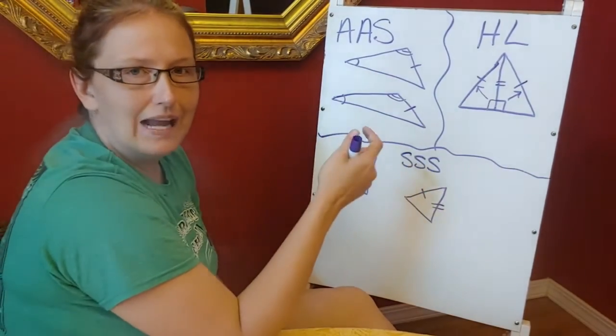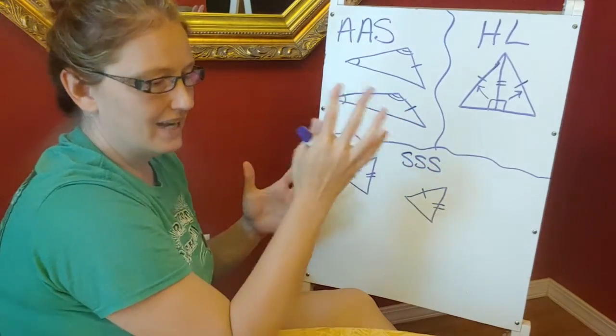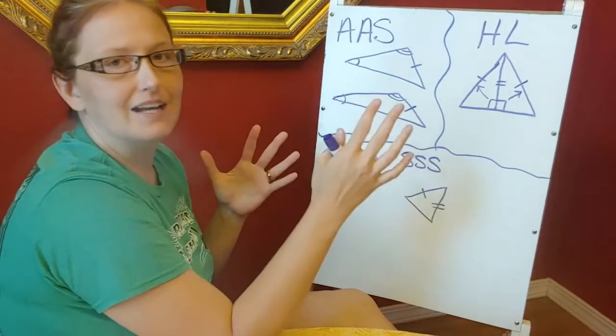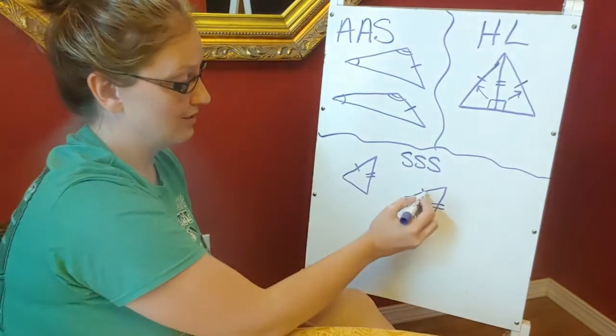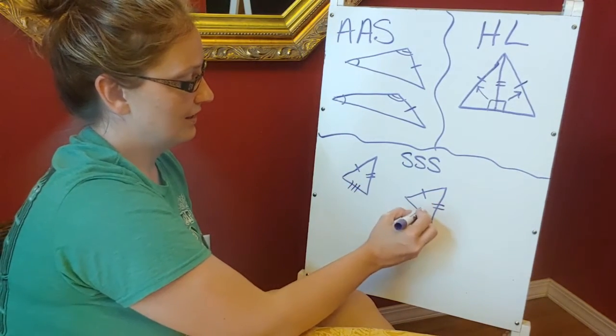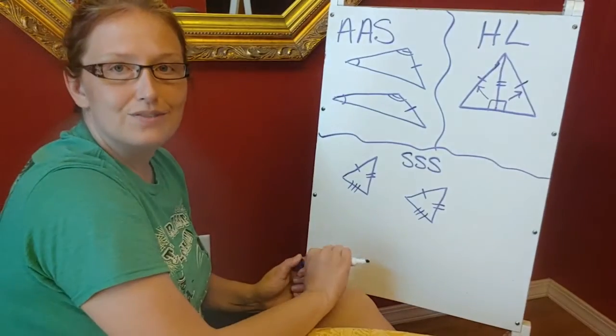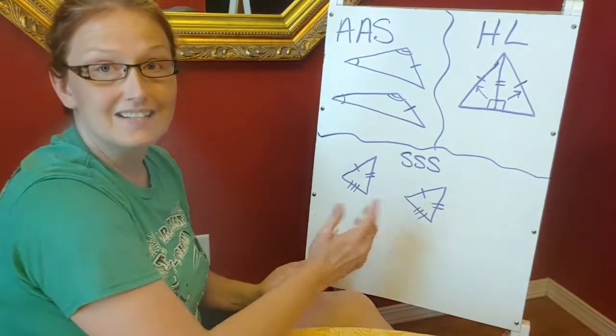And then the last one we have is side, side, side, which is just looking at all three sides being congruent to corresponding sides in the other triangle. I already have two that are congruent. This is congruent to this side to this side. So I just need to mark that last one is congruent to the corresponding side in that second triangle. And that's side, side, side.